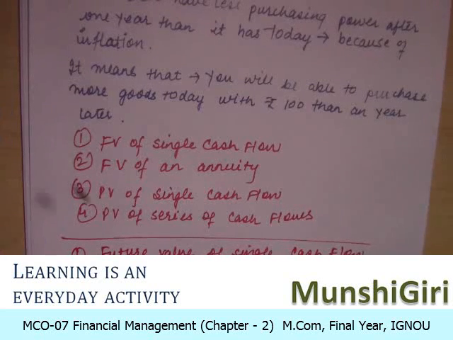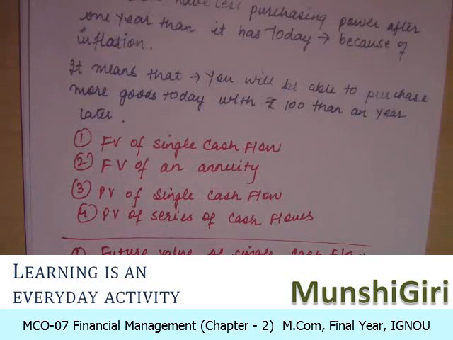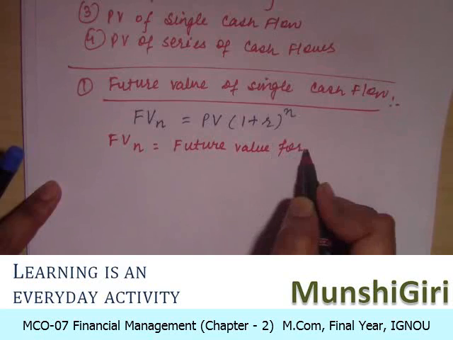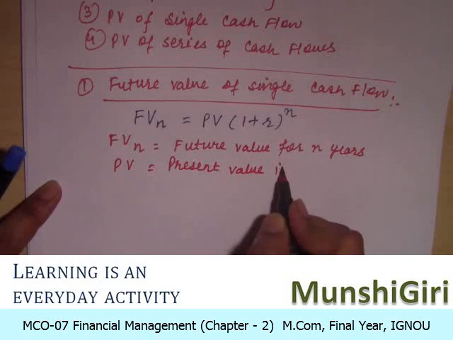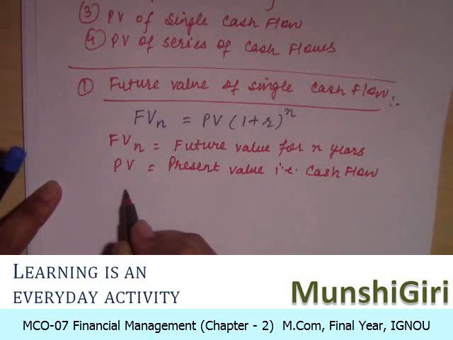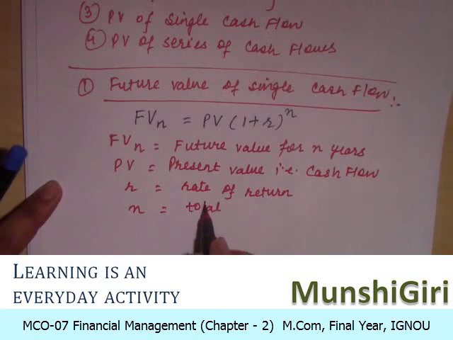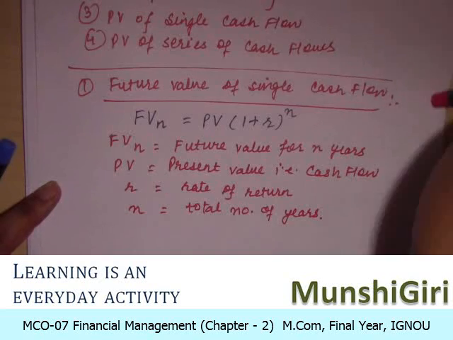The future value of single cash flow can be calculated using the following formula. Future value for the nth period is equal to the present value times (1 plus r) raised to the power n, where FVn is the future value for n years, PV is the present value, that is the cash flows, r is the rate of return, and n is the total number of years. These were the various terms.